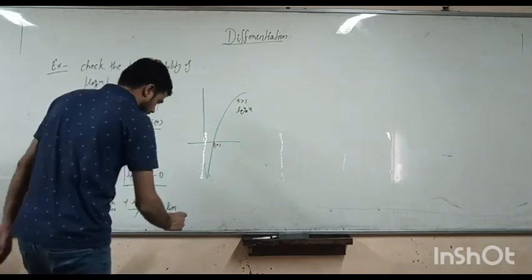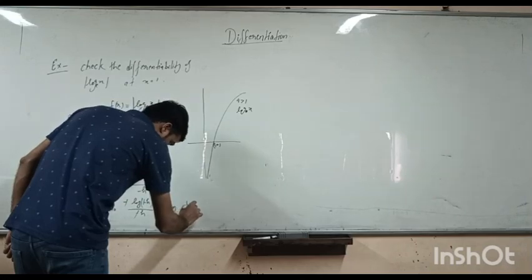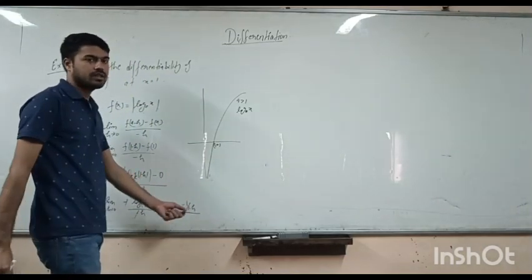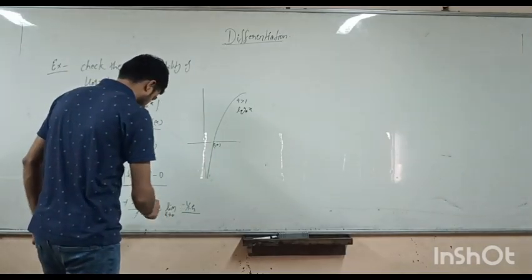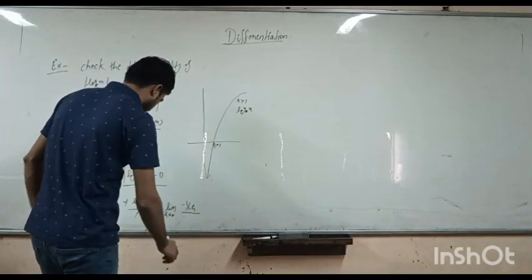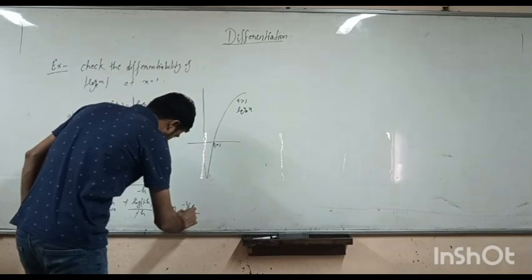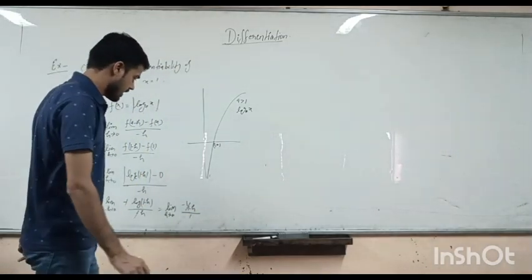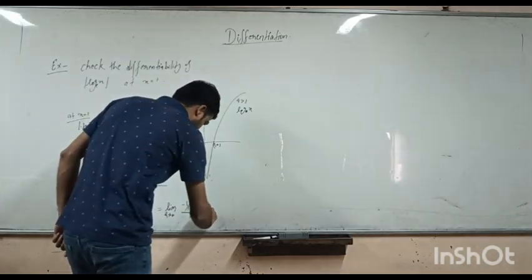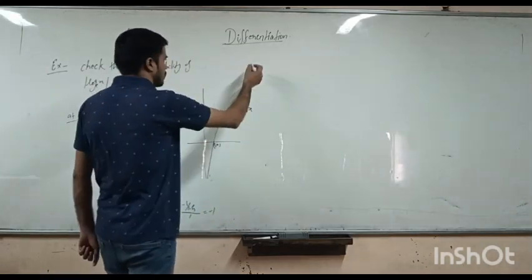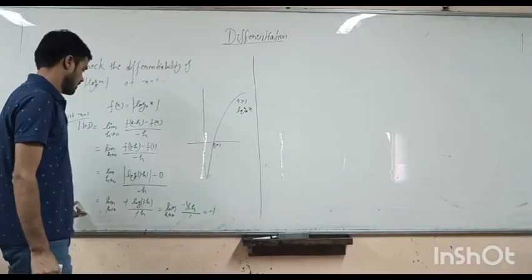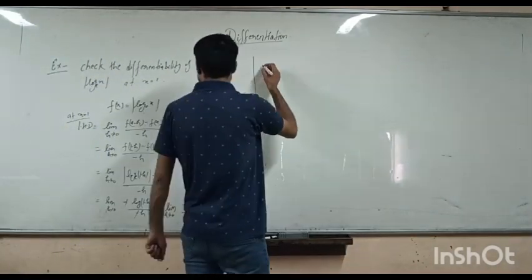Limit h tends to 0, 1 by 1 minus h into minus 1. We will differentiate minus h also. So now it is 1. If we put h equal to 0, then it is equal to minus 1. So basically our left hand derivative is equal to minus 1. It is finite and exists also.